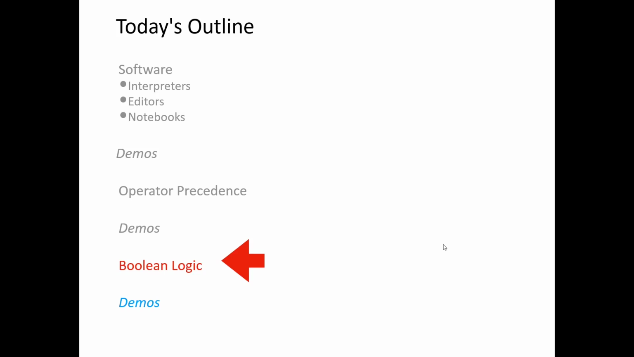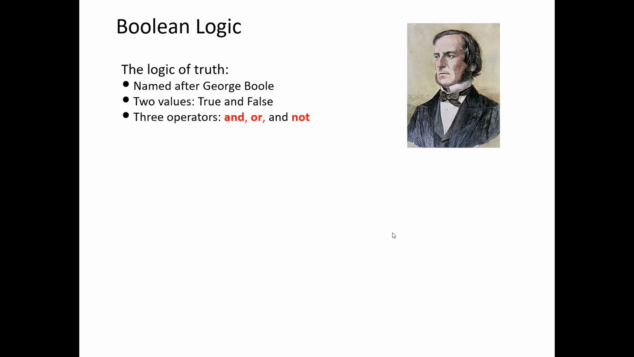So just a quick intro to Boolean logic. Boolean logic was invented by George Boole, and it has two values. That's the word I was looking for earlier. Values: true and false. And then three operators: and, or, and not.